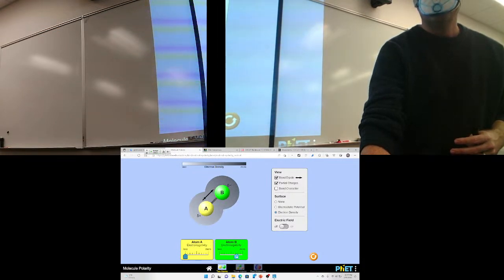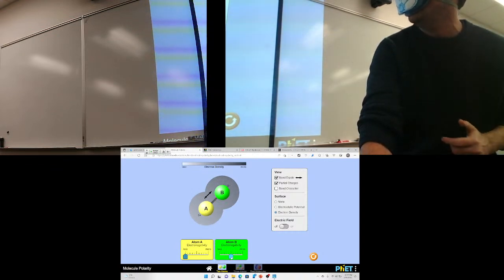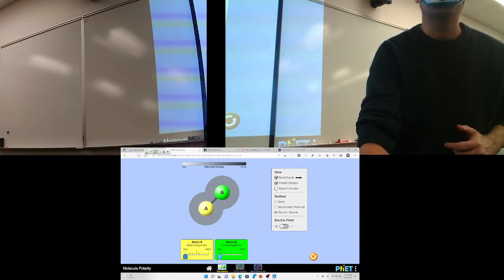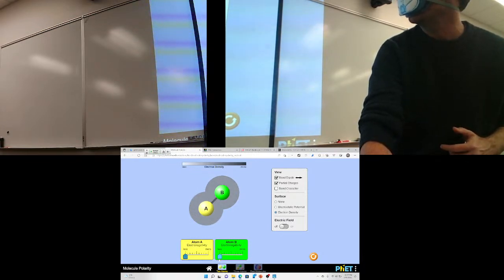So you can see as we make the B atom less electronegative, closer to the electronegativity of A, that dipole moment shrinks until they're the same electronegativity and there's no more dipole moment. It's a nonpolar bond. Okay.